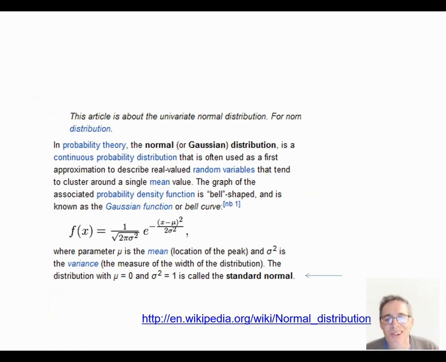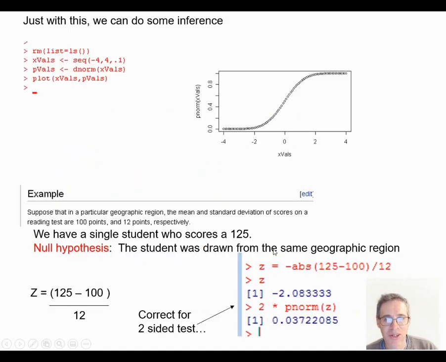So we just showed that if you have any data set that's normally distributed, you can trivially change that into the standard normal distribution by subtracting off the mean and dividing by the standard deviation. And just using this fact, we can do some simple inference on our exam situation. Remember our example is that the average is 100 points and the standard deviation is 12.